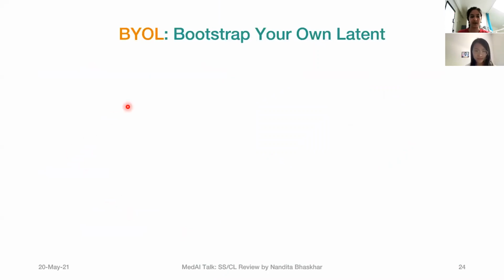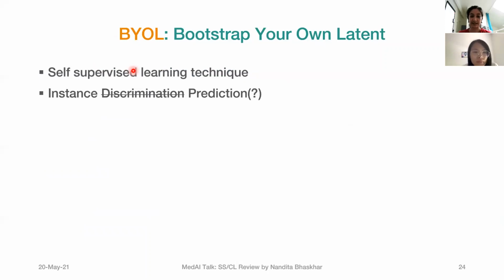Okay, so the next paper is something called Bootstrap Your Own Latent, and it's from DeepMind, and it was introduced only in December last year. Again, it's a self-supervised learning technique, except that it's no longer an instance discrimination task, but actually an instance prediction task. I'll explain this in a few minutes.